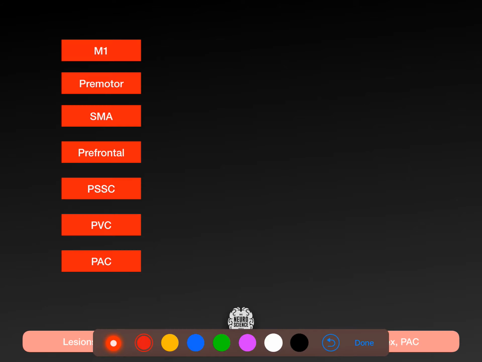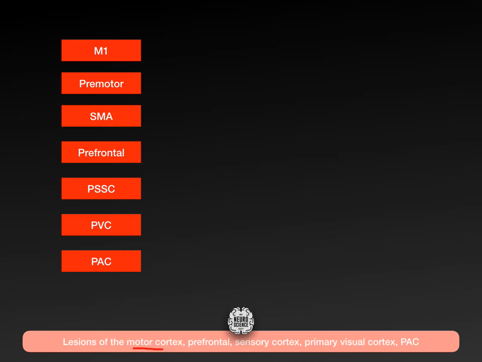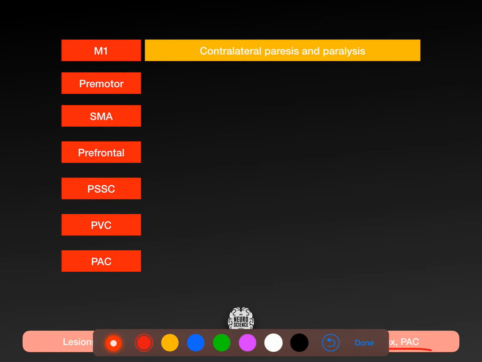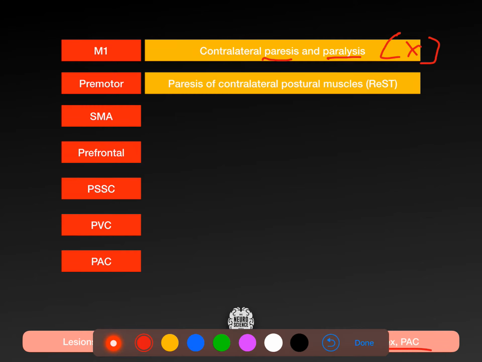So, very quick overview of the key things that are mentioned in the curriculum that you need to know lesion-wise. So M1, that precentral sulcus, the primary motor cortex. You will get contralateral paresis and paralysis. Remember, it's contralateral. Premotor, weakness, paresis of the contralateral postural muscles.